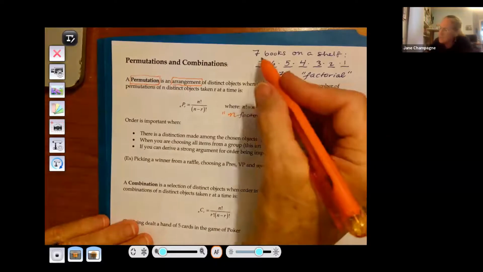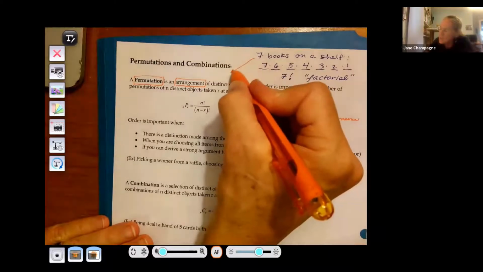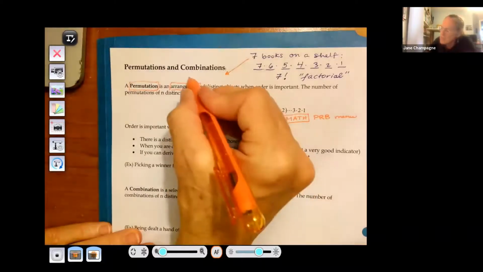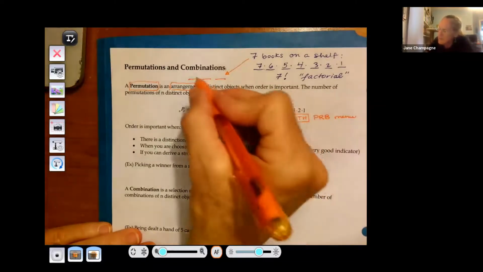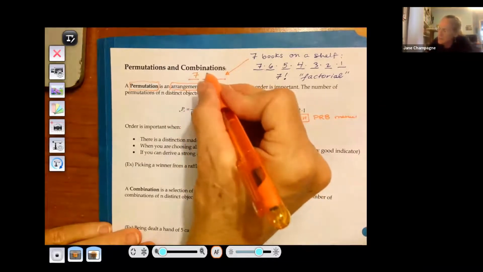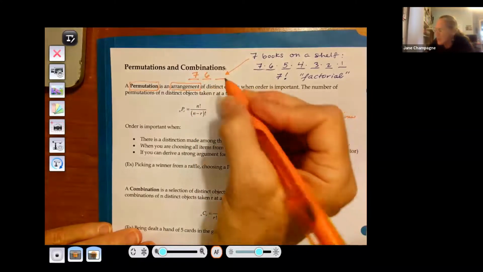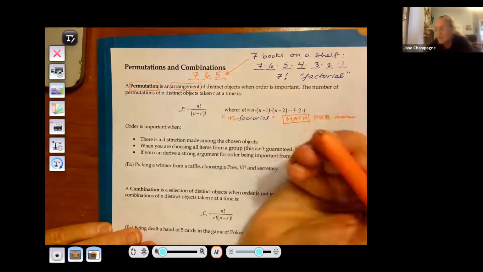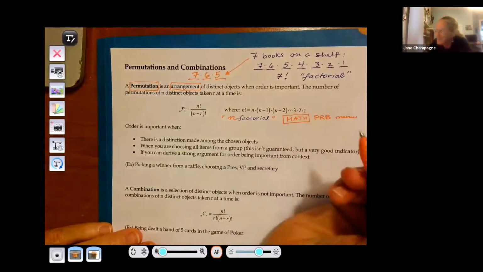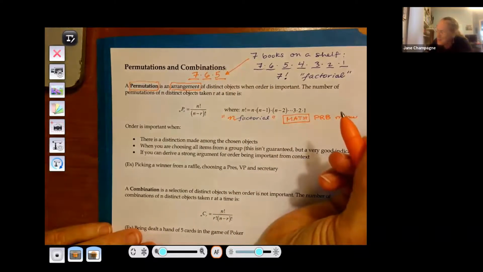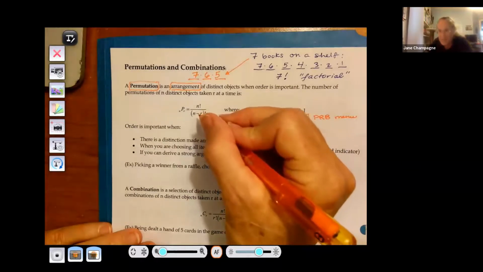Like suppose you've got 7 books, but only 3 spots on the shelf. Then you've got 7 choices for the first one, but then only 6 for the next one, and 5 for the next one, and then you're done. So it's kind of like a chopped off factorial, is what I call it. So this is actually what this formula does.